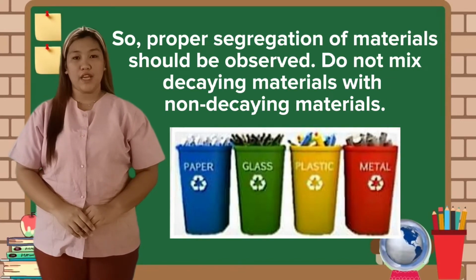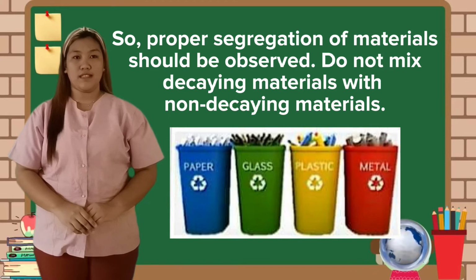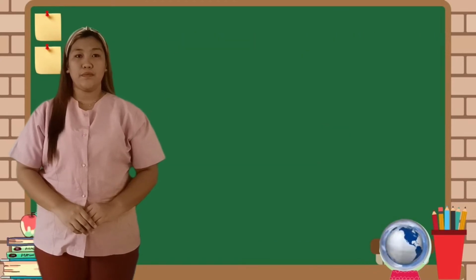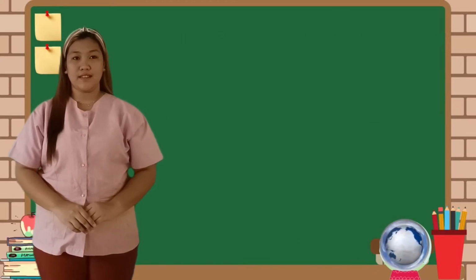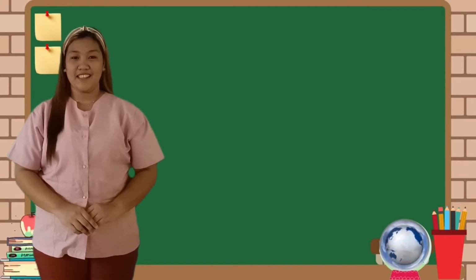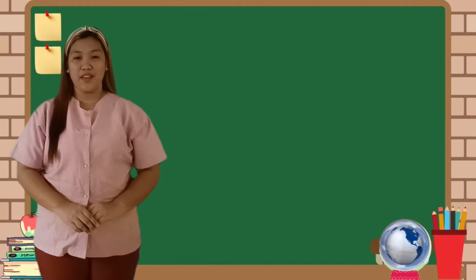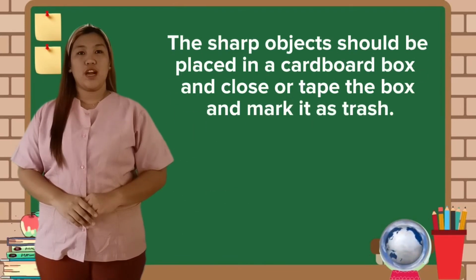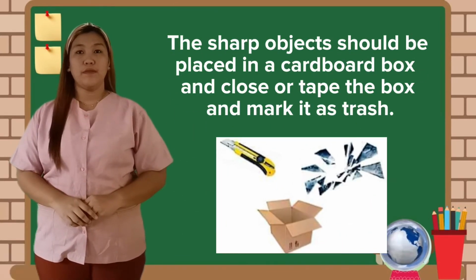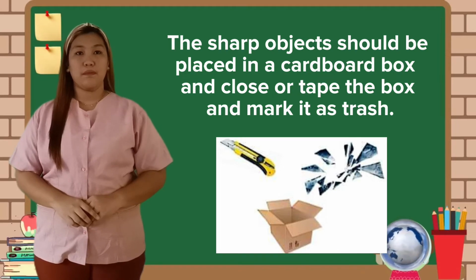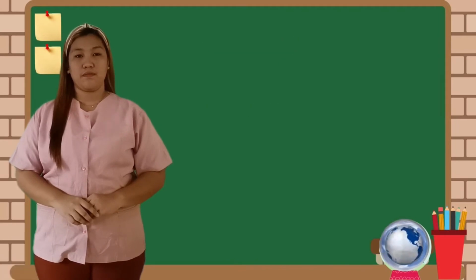Do not mix decaying materials to non-decaying materials. So, can you give me an example of decaying materials? Excellent. How about non-decaying materials? Okay, very good. The sharp object should be placed in a cardboard box and closed or taped, and marked as trash.